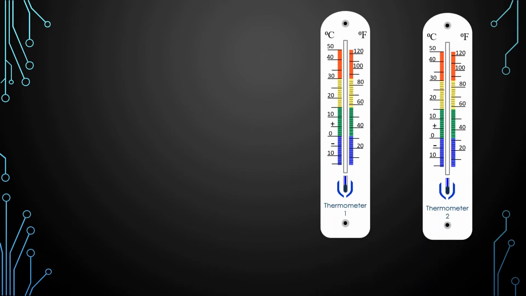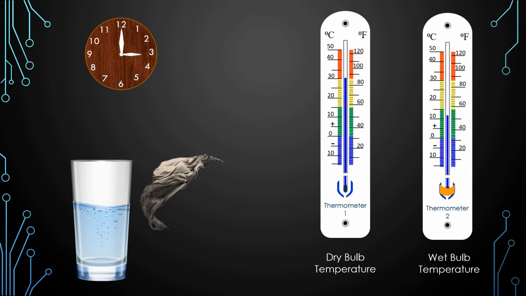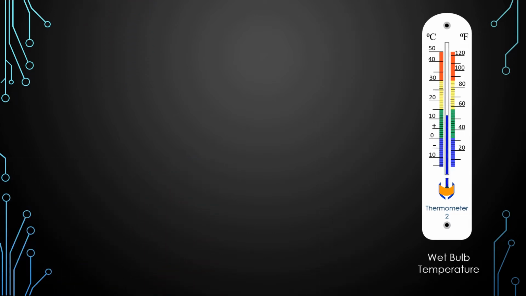Let's take two thermometers. In these thermometers, the reading shows the ambient temperature or the dry bulb temperature. Now if you take a piece of cloth and dip it in a glass of water and wrap it around the bulb of the second thermometer, you will see that with the passage of time the temperature reading lowers because of evaporation cooling by the wet cloth. This temperature is known as the wet bulb temperature and it is always lower than the dry bulb temperature.